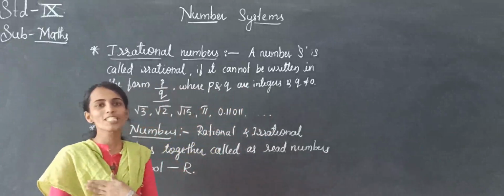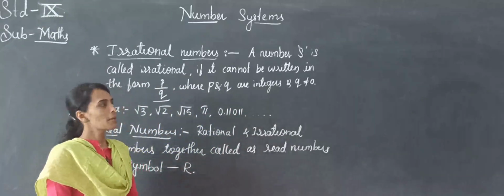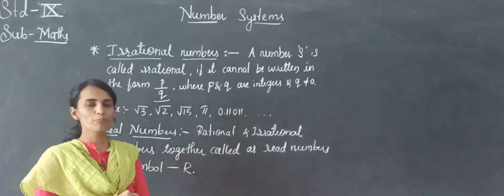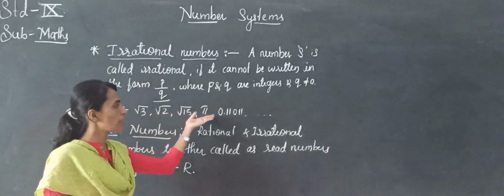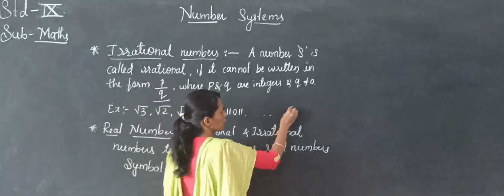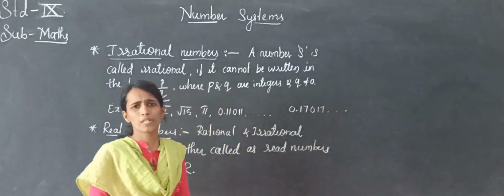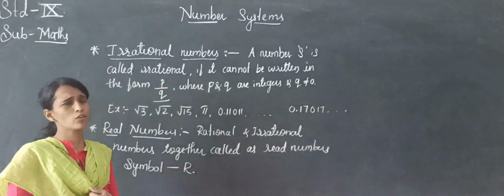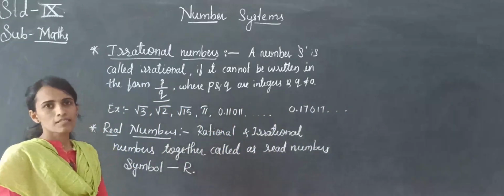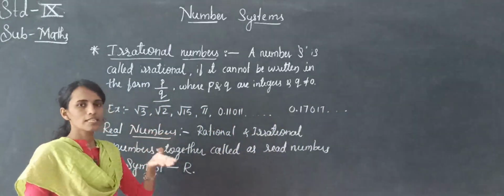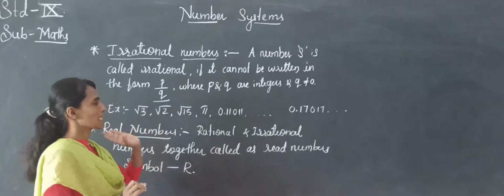So this is the opposite of rational numbers. Rational numbers we can write in the form of p by q, but irrational numbers we can't. Examples: root 3, root 2, root 15, pi, 0.1011..., 0.17..., and so on. These types of numbers we call irrational numbers. Numbers under a square root which do not have a perfect square root are all irrational numbers.